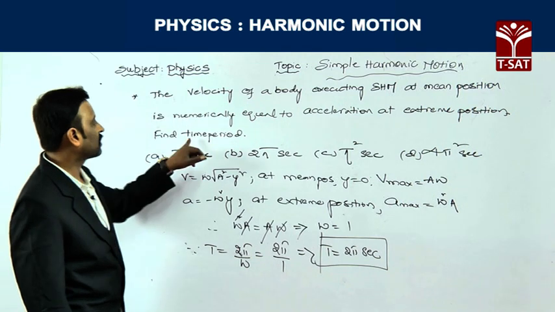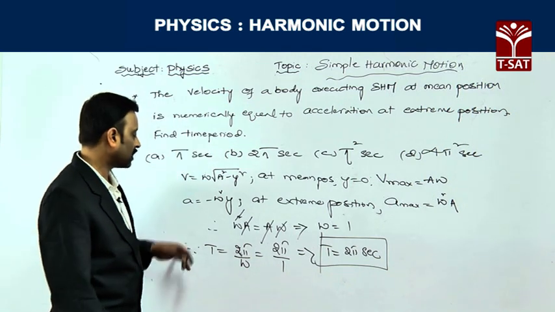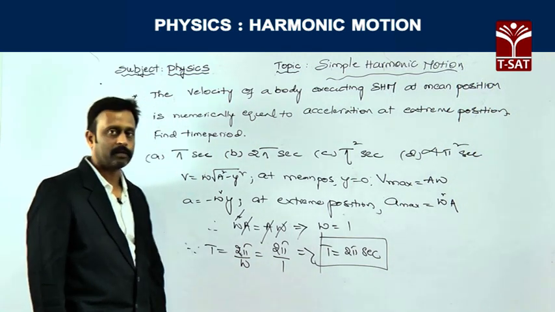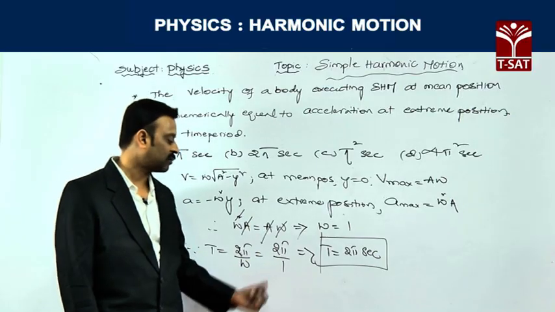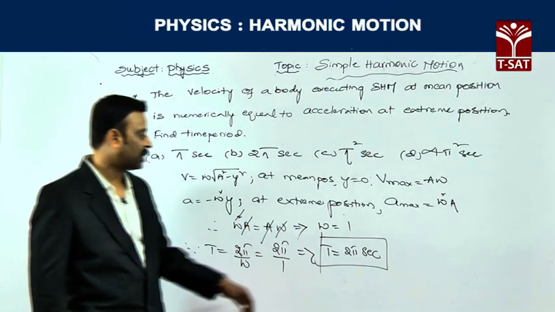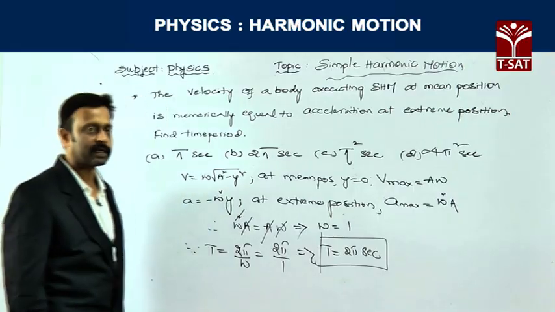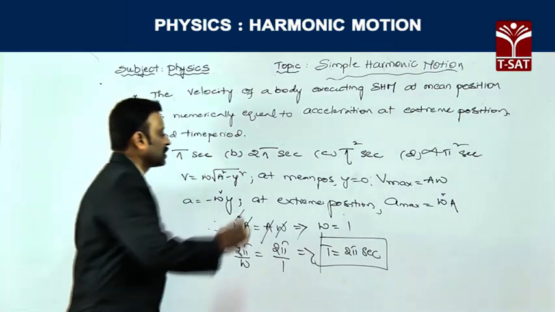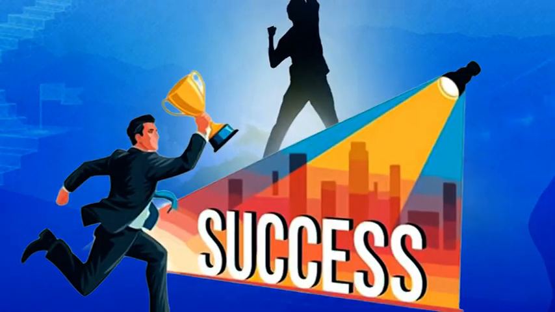As you are asked to calculate the time period, the formula for time period T is equal to 2 pi by omega. Substitute the value of omega here as 1. I am getting the value of time period as 2 pi seconds. So the second option is the correct one.